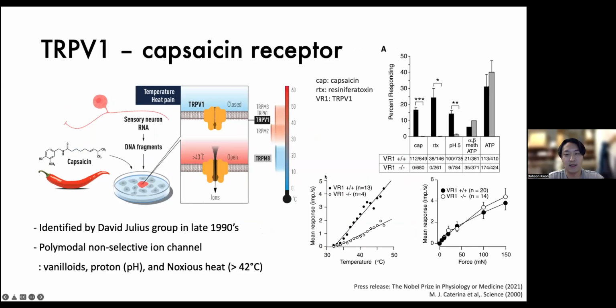TRPV1 is well known as a capsaicin receptor. The David Julius group first identified TRPV1 in the late 1990s. They found TRPV1 is activated by various stimuli, such as vanilloid compounds, capsaicin and resiniferatoxin, and protons, especially low pH, and noxious heat over 42 degrees Celsius. Along with the other thermoTRP channels, TRPM3, TRPA1, and TRPM2, TRPV1 plays a crucial role in detecting noxious heat at the sensory neuron.